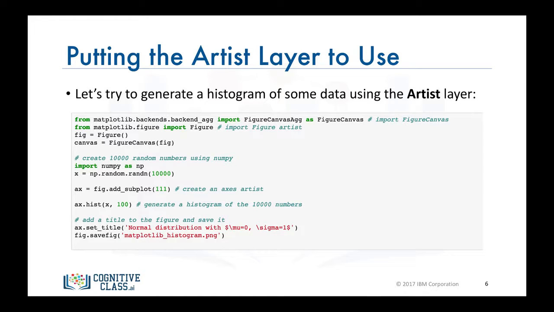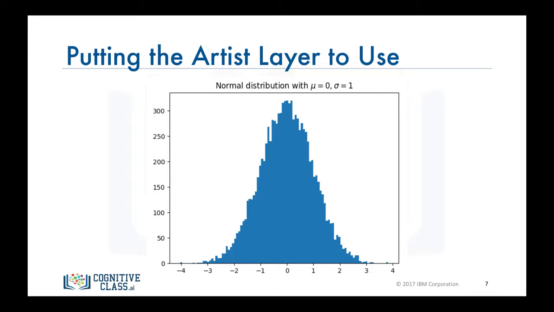Finally, we decorate the figure with a title and we save it. Now, this is the generated histogram. And so this is how we use the artist layer to generate a graphic.